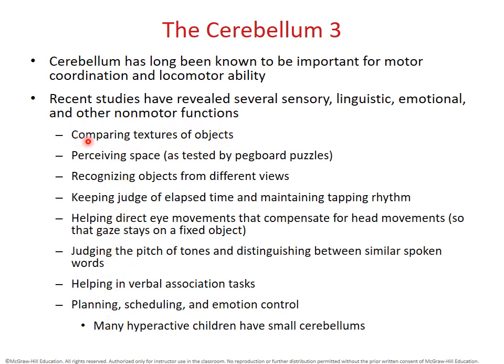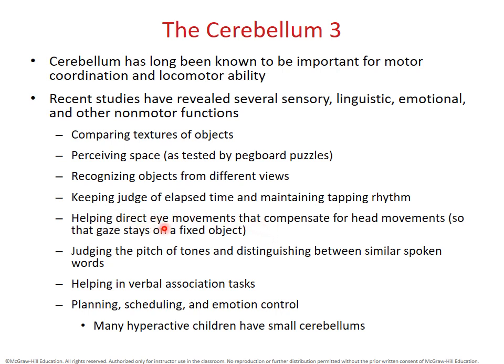So comparing texture of objects, how can I tell that something's smooth versus rough, for instance? Spatial awareness, perspective, recognizing, if I look at an object from the front and then look at it from the side, how do I know that that's the same object, and how can I connect that to the perspective that I had when I was looking at it from the front? Some basic rhythms, like keeping sense of how much time has passed as I'm performing tasks.